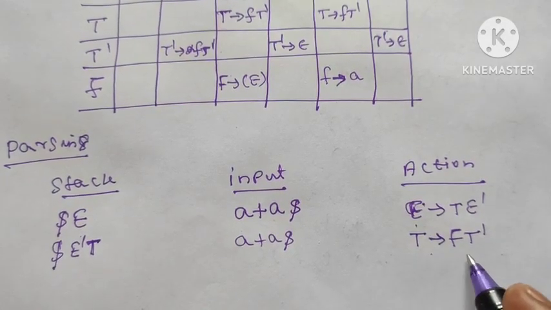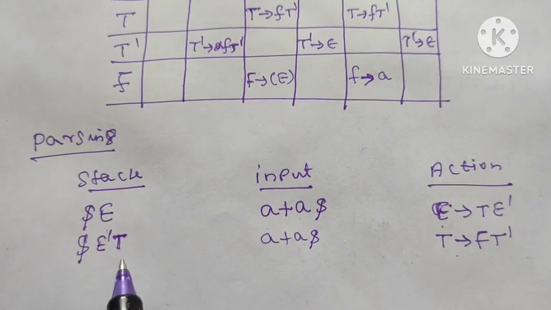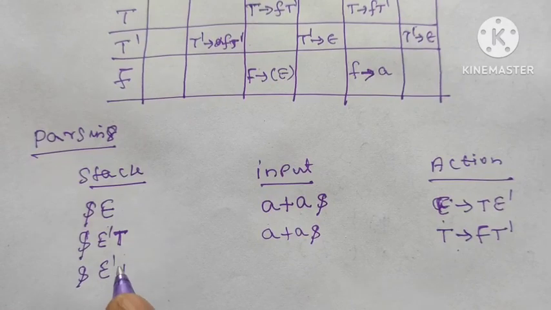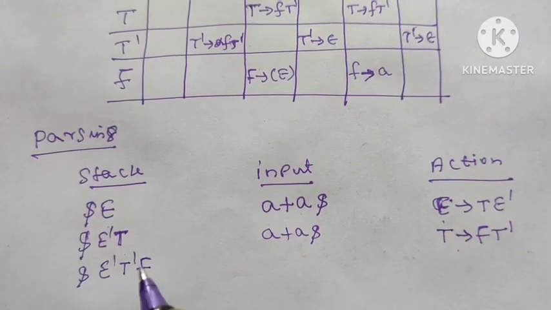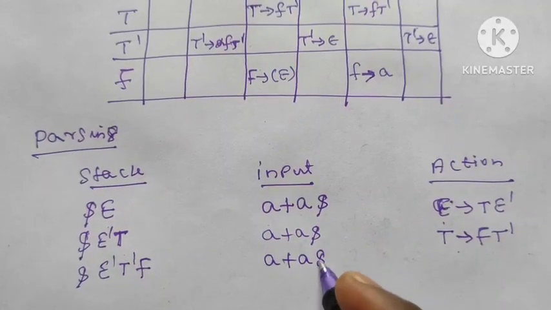That means T should be replaced by ft dash, but in reverse order. So you have to replace this T by ft dash. That means T dash f, you have to write it. So dollar E dash, T dash and f. Now a plus a dollar.